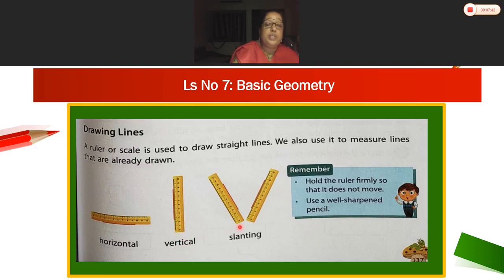Now next you can see it is a slanting line. It is not a straight line. It is a little slant. Okay. So first one horizontal line. Second one vertical line. And at the last you can see the slanting line. Very good. Remember, hold the ruler firmly so that it does not move. Use a well-sharpened pencil. Whenever you draw a line, you should always use a well-sharpened pencil. Okay, now we will draw the lines.